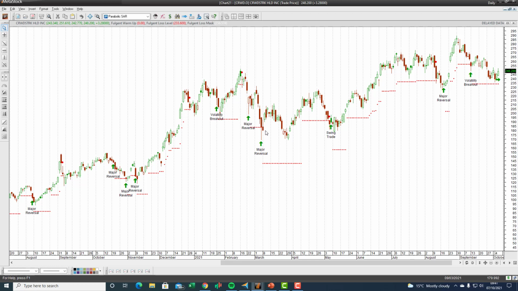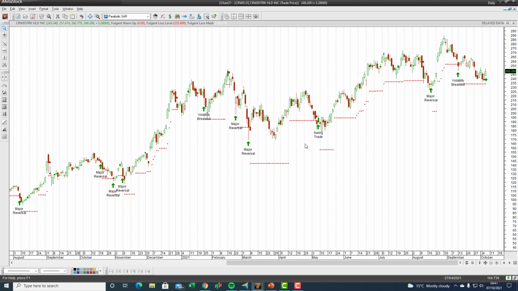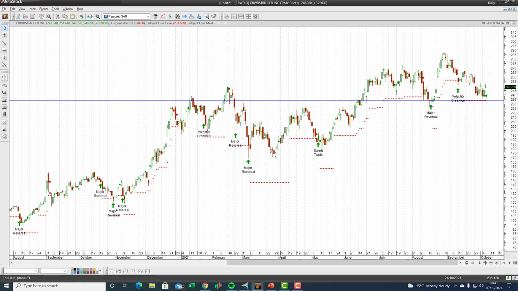Major market reversal there got stopped out, and then it generated a new one with a very wide stop loss. Swing trade there worked out. Major market reversal there worked out. Volatility breakout. So you can see it's generating some fantastic returns trading cybersecurity company CRWD CrowdStrike. We have a new signal on it. Volatility breakout with a trailing stop loss at 235.